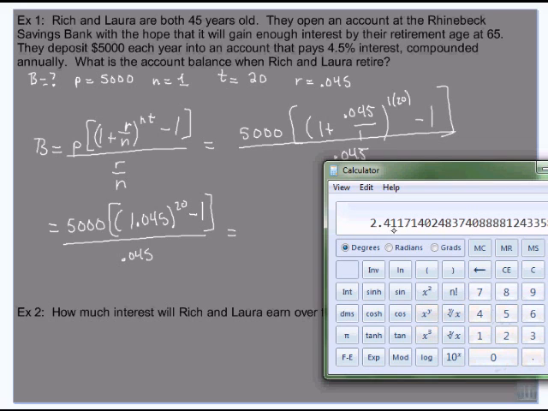So 2.41, et cetera, et cetera. I'm going to subtract 1. I'm going to multiply it by 5,000. Then I'm going to divide it by 0.045. And I'm going to get $156,857.11.